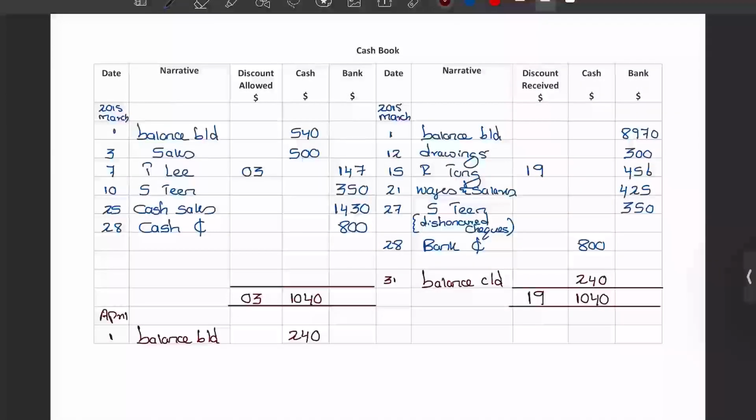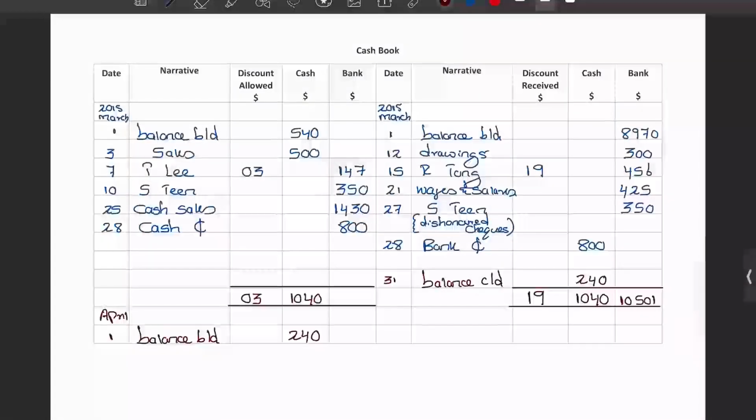Shall we balance the bank account? It looks like the credit side is higher because there is 8970 there. Now, can you add all the figures on the credit side and tell me how much is the total amount on the credit side? 8970, 300, 456, 425, 350. 10,501. Right. So I am going to enter 10,501.